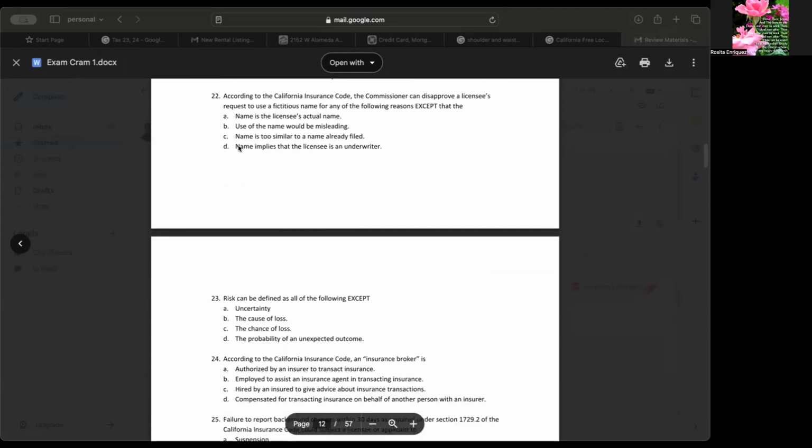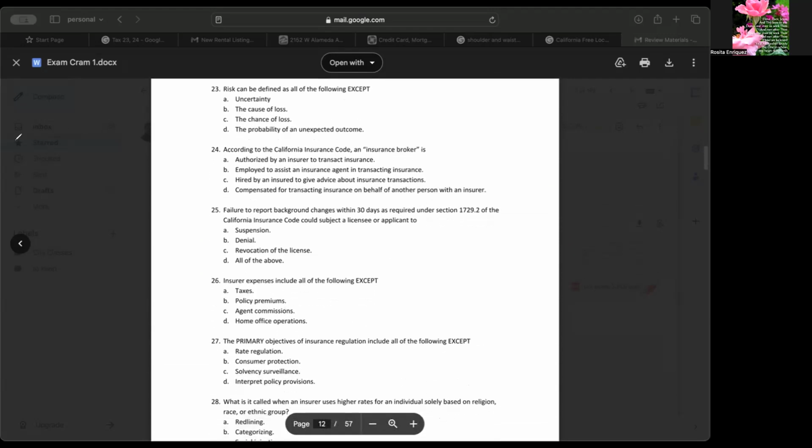All right. So let's go to 23. Risk can be defined as all of the following, except, the answer is B, the cause of loss. So the risk is not the cause of loss. It can be the uncertainty, the chance of loss, the probability of an expected outcome, but it is not the cause of loss. Number 24. According to the California Insurance Code, an insurance broker is, letter D, compensated for transacting insurance on behalf of another person with an insurer. So insurance brokers are compensated for transacting insurance on behalf of another person with an insurer.